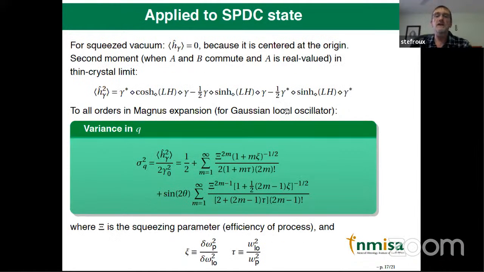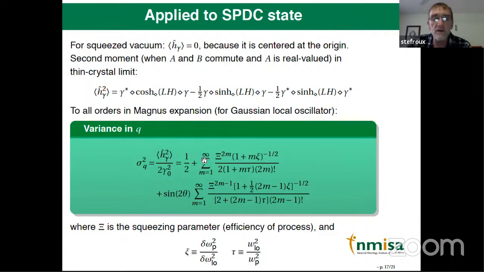So we apply this to the SPDC state, and we find that the first moment is 0, which is not a surprise because a squeezed vacuum is centered at the origin. The second moment is then given in terms of this, where I have substituted in the kernels of my SPDC state, and it's contracted with the modes of the local oscillator. Now I can evaluate this to all orders in the Magnus expansion, and the result I then get for my squeezing operator is given in this form.